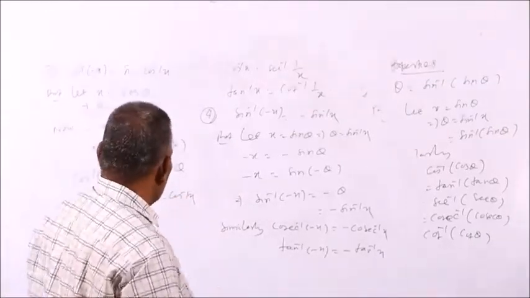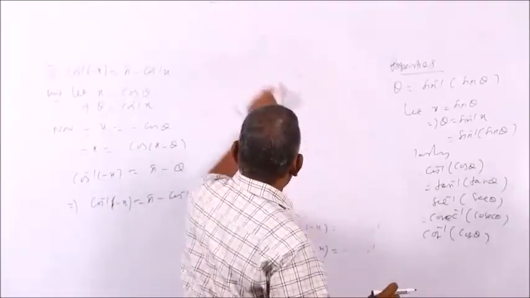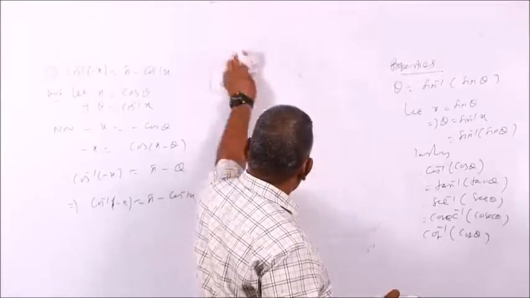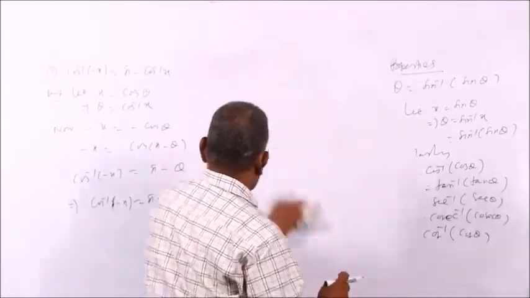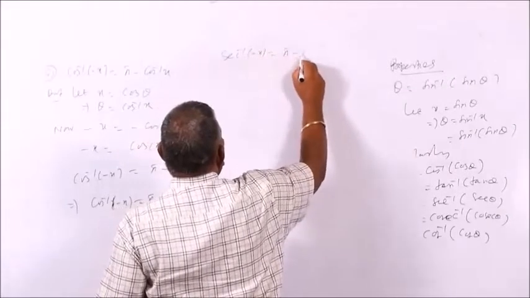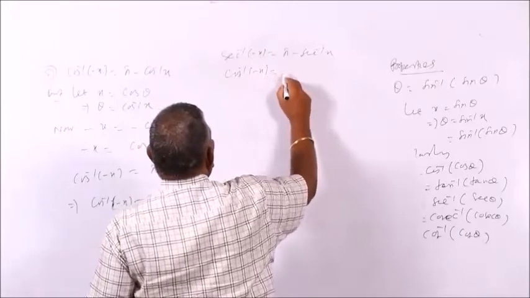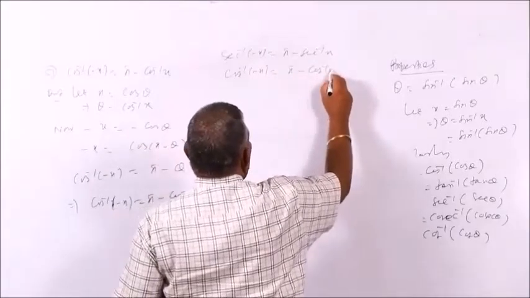Similarly, we can take sec inverse minus x equals pi minus sec inverse x. Cot inverse minus x equals pi minus cot inverse x.